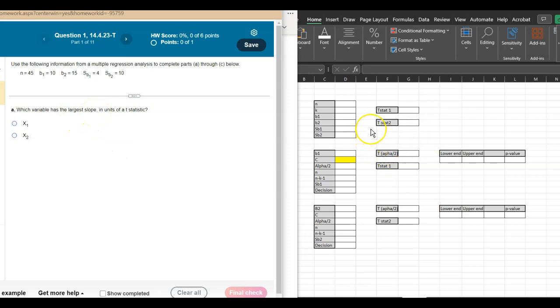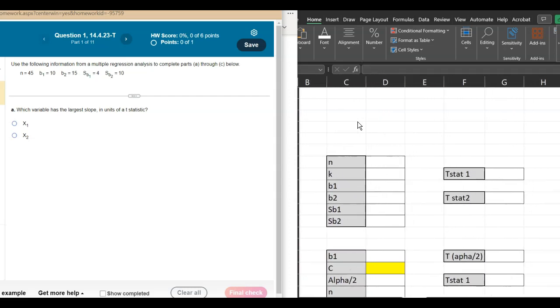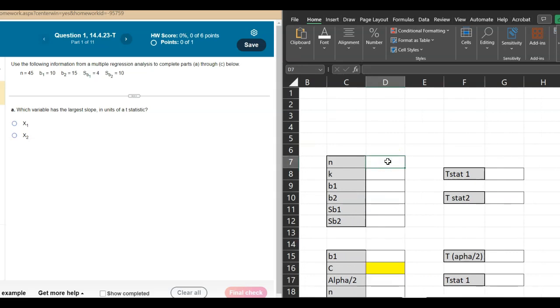For this one, I created an Excel spreadsheet, and I'm going to fill it up together with you. This is going to serve us as well for the next questions. So let's start with the first part of the table. Here it is really simple, we just have to fill up the table. So n is 45, k is going to be 2 because we have two variables, b1 and b2. Now b1 is 10, 15 for b2, and then 4 for sb1 and 10 for sb2.